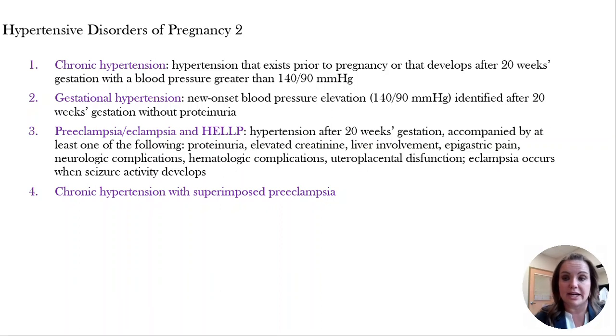The four different types of hypertensive disorders that we're going to talk about are chronic hypertension, gestational hypertension, preeclampsia and eclampsia, and HELLP syndrome. That's all part of the same thing. And chronic hypertension with superimposed preeclampsia. So those are the four different types, we'll say, of hypertensive disorders of pregnancy.